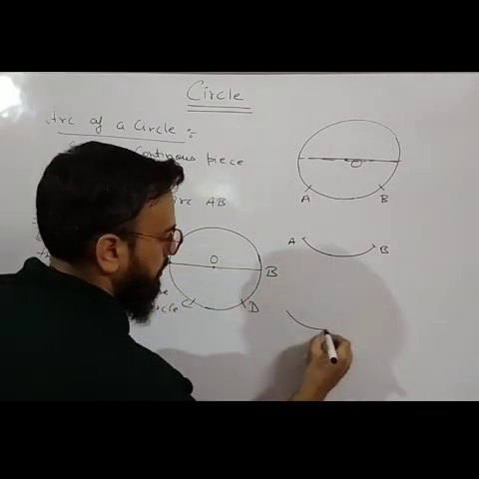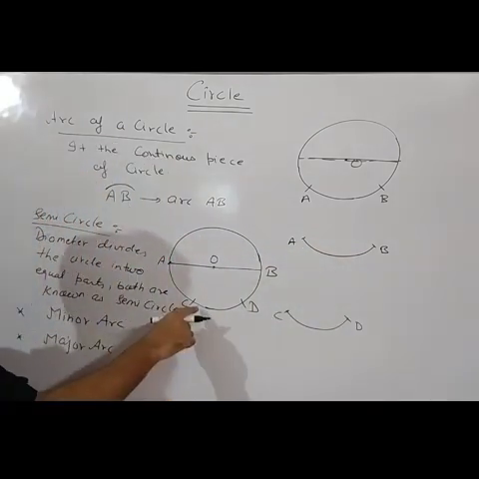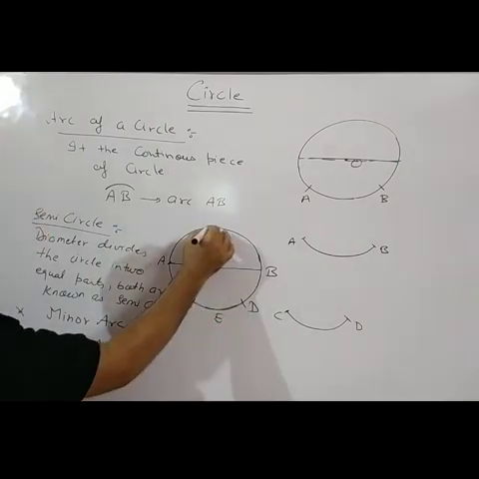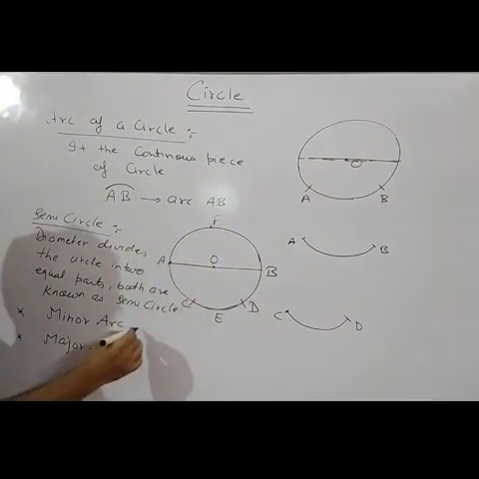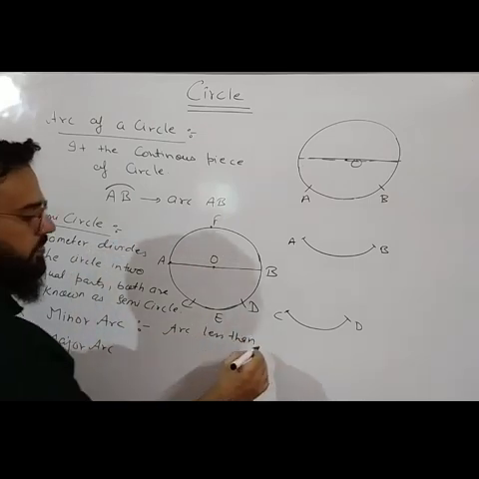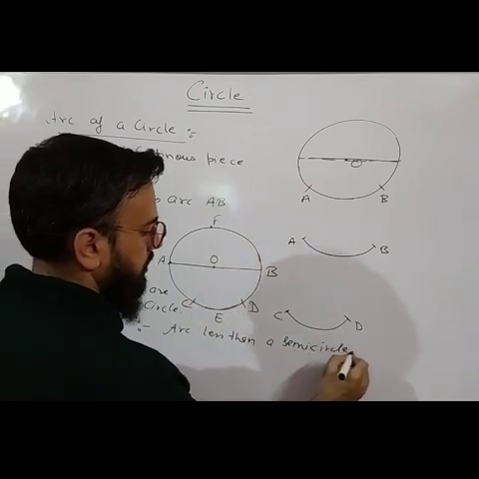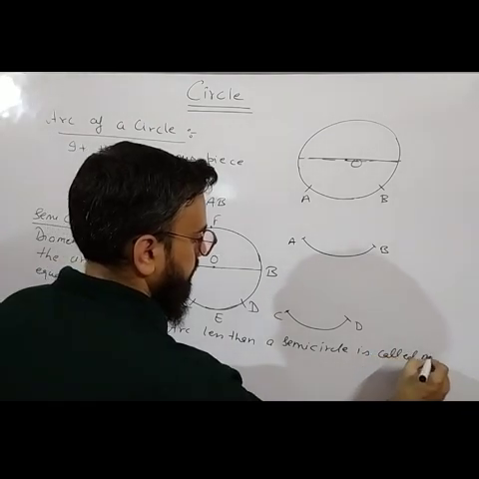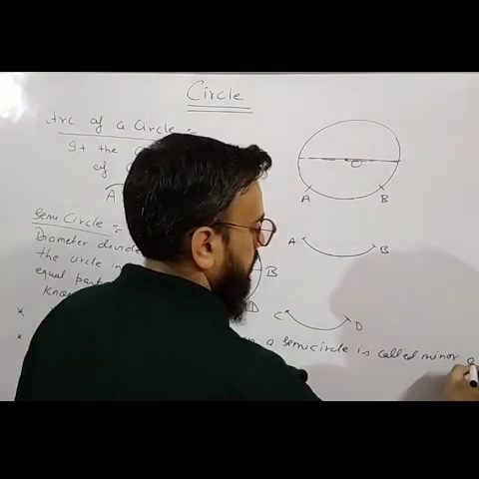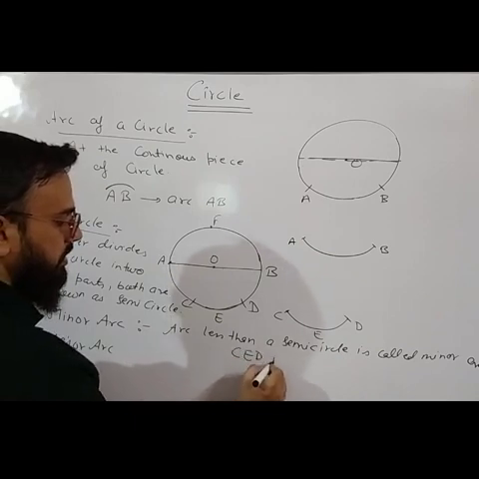But if we take this particular part CD, with C and D, and if we take it from this side, or if we take a point E, CED, and a point F here. So what is minor arc? An arc less than a semicircle is called minor arc. So in this figure, what is the minor arc? Minor arc is CED.